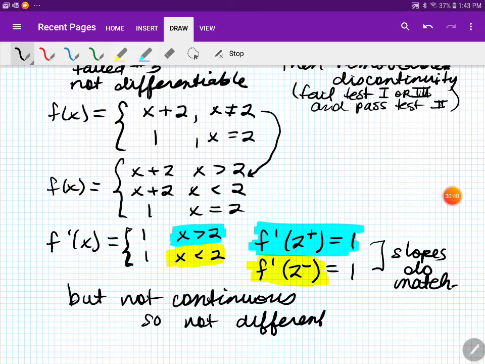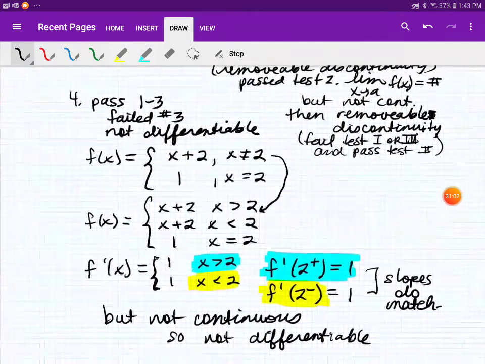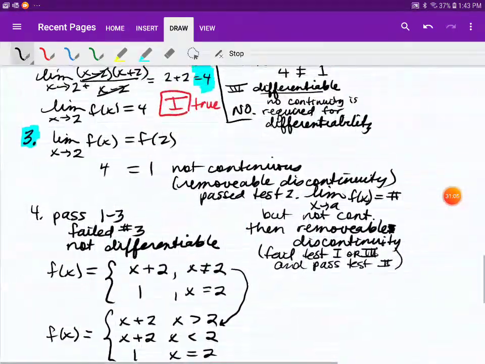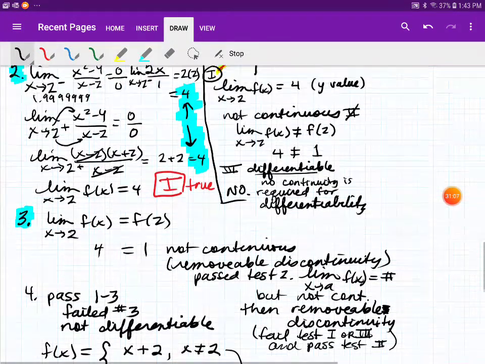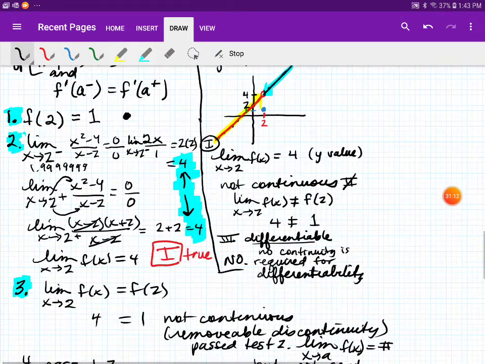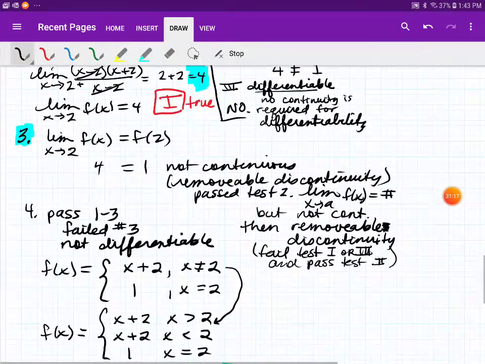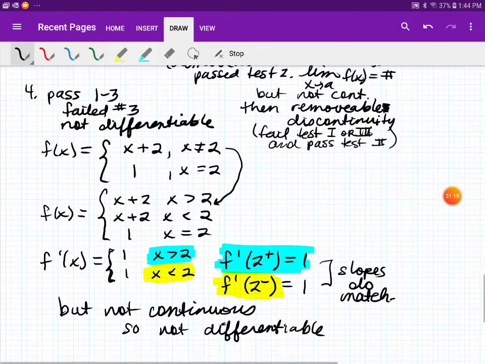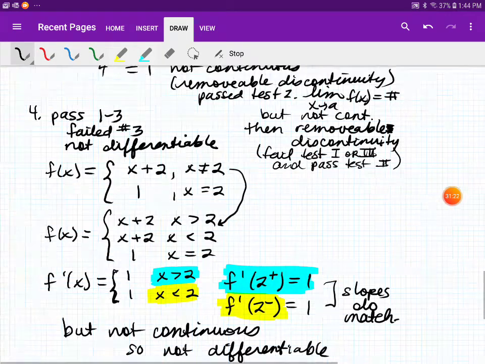So it's not continuous, so it's not differentiable. We didn't even have to find the slopes. It's not differentiable, even though the slopes are the same. Now, if the slopes were the same and it had passed rule 3, then it would have been continuous and differentiable. So how would I have changed it? In step 1, if I made f of 2 the value 4, that means we would have passed test 3. And that means we would have passed test 4, and so it would have been continuous and differentiable, and there would have been a limit.